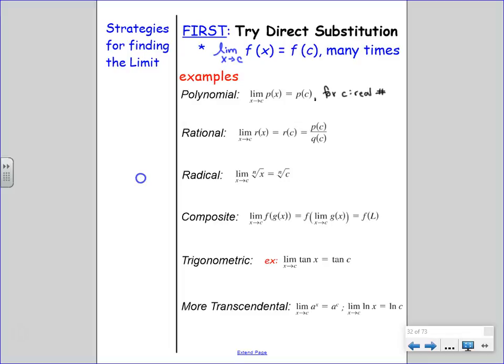And kiddos, have you guys seen the limit as x approaches any imaginary number yet? And you're not going to. So hey, polynomials are always good. Just plug it in. No big deal.